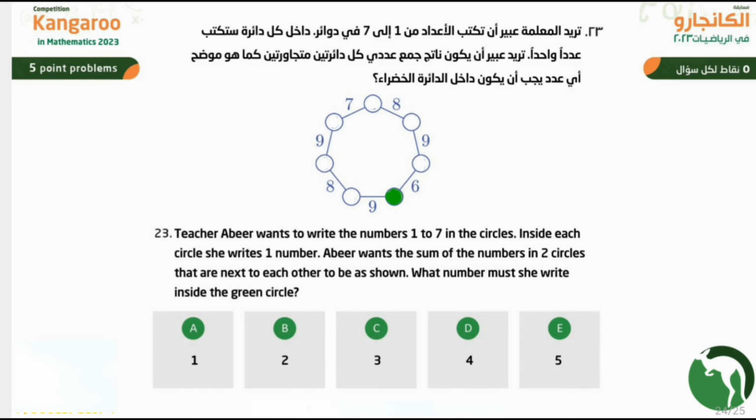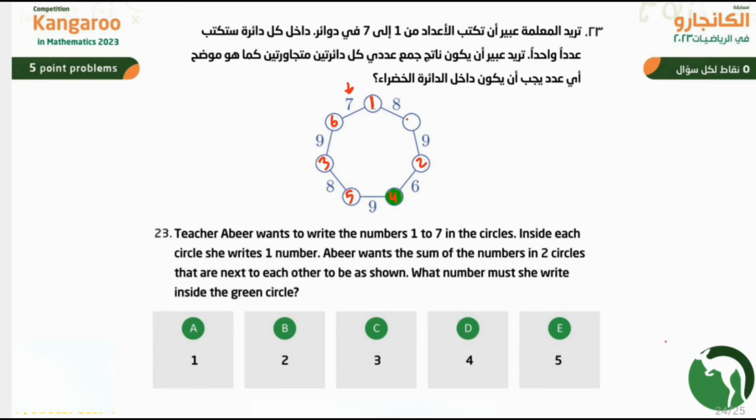Okay, to solve this question, let's start, for example, by putting 1 here. So in order to obtain 7 here, we need to sum 1 with 6 here. And here to obtain 9, we need 3 here. And now to obtain 8 here, we need 5. And now 5 with 4 gives us 9. And now 4 with 2 gives us 6.